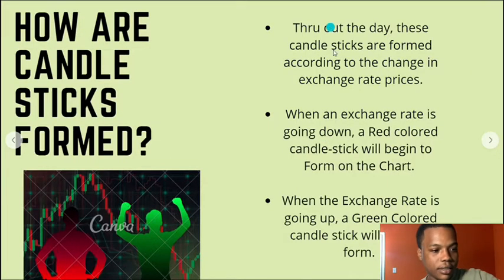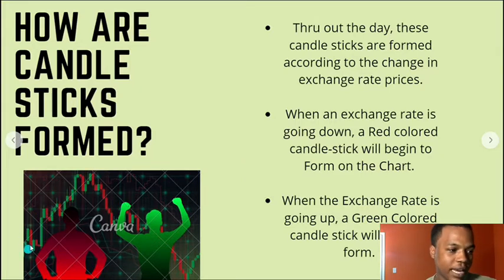In this next slide, we're going to go over how a candlestick is formed. Throughout the day, these candlesticks are formed according to the exchange rate prices. When the exchange rate is going down, a red colored candlestick will begin to form on a chart. And when the exchange rate is going up, a green colored candlestick will begin to form on the chart, right?